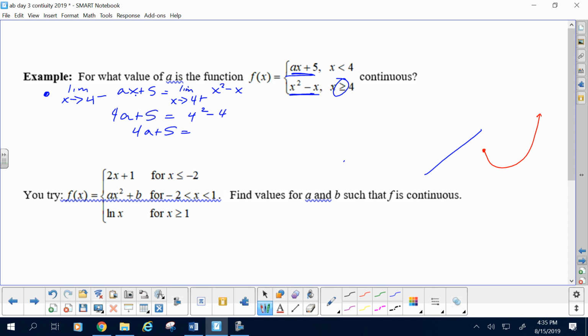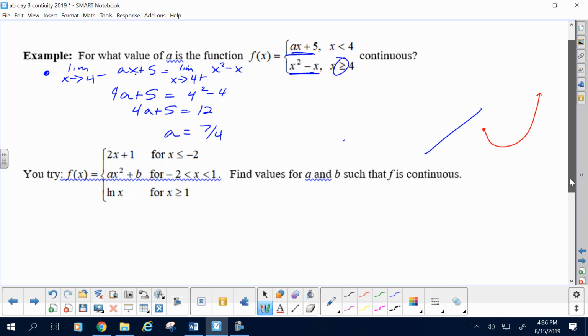Well, I have to have the one-sided limits the same. For the one-sided limits to be the same, 4a plus 5 needs to equal 12, which means a needs to equal 7/4. Only by sloping that way would the two lines meet, right? That's the idea. Now try the second one on your own.